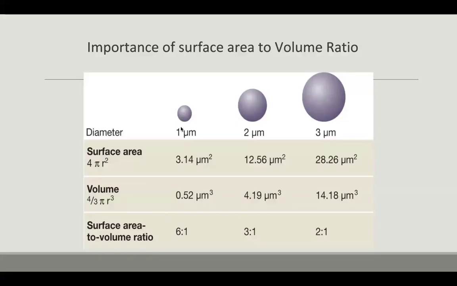It's the same reason why we're going to talk about later. The mitochondria has cristae, which are folds to increase that surface area to volume ratio. Similarly, our brain has grooves and ridges in order to increase that surface area to volume ratio.